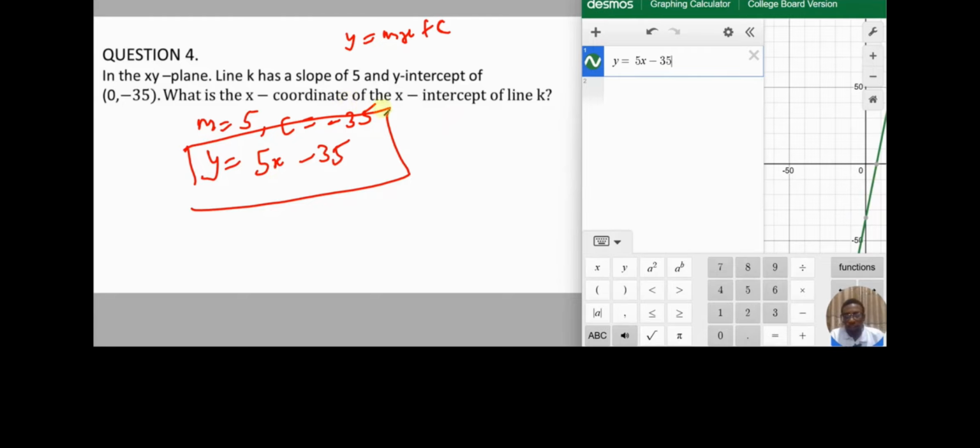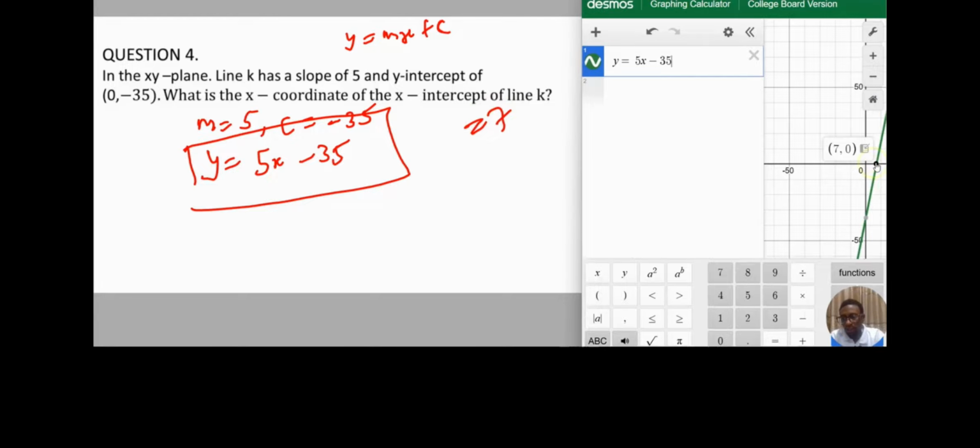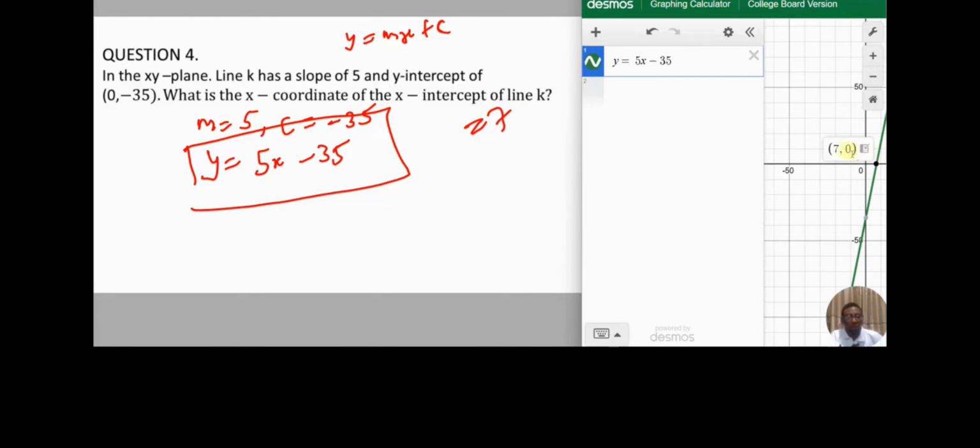So you have to find the x-intercept. So this is my x-intercept, and you can see our x-intercept is actually 7. So the answer here is 7. Okay, so let's move on to the next question.